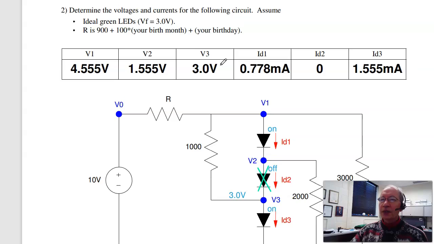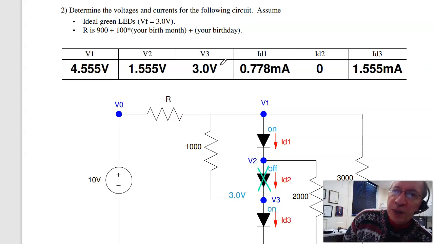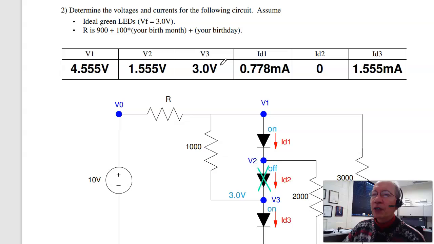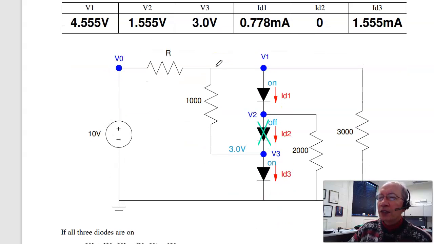The second one is a little bit trickier. Here, assuming ideal green diodes, meaning about a 3 volt drop across the diodes, determine which diodes are on or off and find the voltages and currents. So let's start, assume they're all on. So this is on, I get 3 volts at V3.